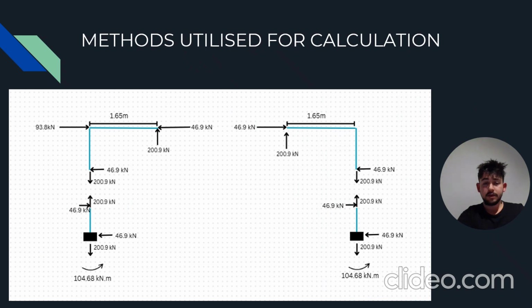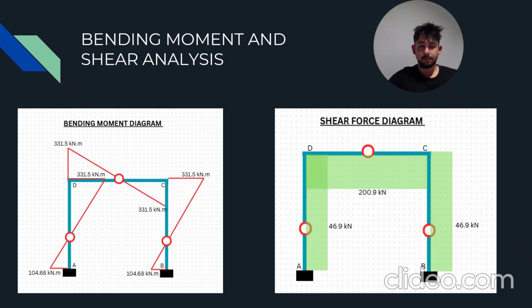The method that was used for this calculation was initially splitting the frame into 4 different sections where the hinges are, and idealizing each of the 4 sections in different free body diagrams for the vertical and horizontal forces, and by doing that, being able to calibrate the bending moments at each point as well as the internal forces at each hinge point. After the calibration of the bending moment and shears, we were able to construct a bending moment and shear force diagram with a maximum bending moment of 331.5 kilonewton meters and a maximum shear force of 209 kilonewtons.